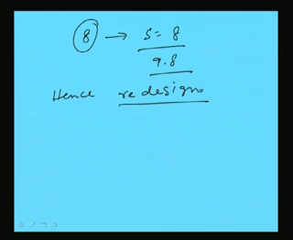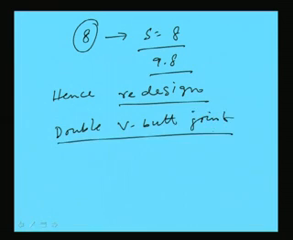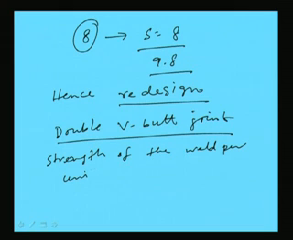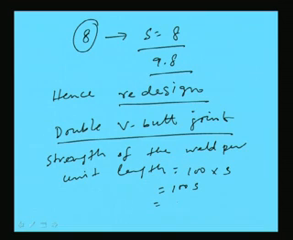Redesign means, we have used a single V butt joint, now we will use a double V butt joint. If we use a double V butt joint, what will happen? The strength will increase. The strength of the weld per unit length will become 100 into S, that means 100 S, that is 0.1 S kilonewton per millimeter. So, here we are not going to multiply by 5/8 because of the double V butt joint. The thickness is equal to the thickness of the thinner plate.